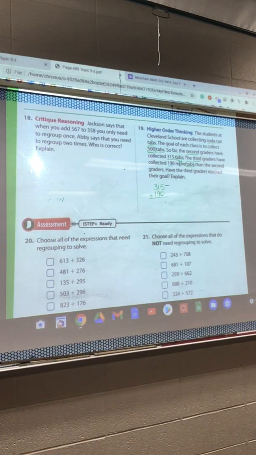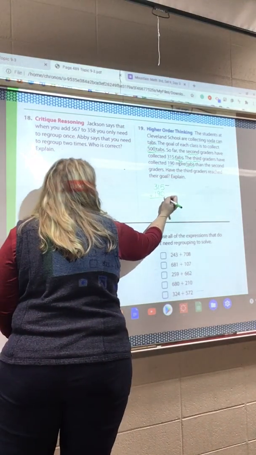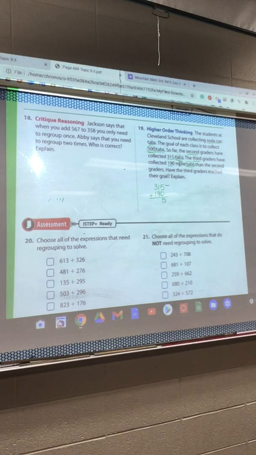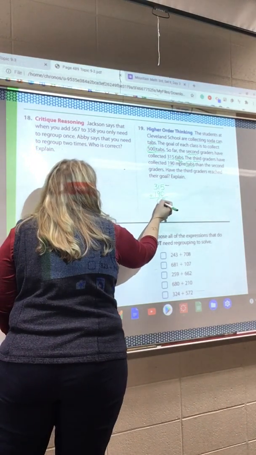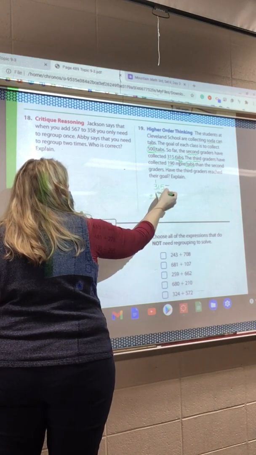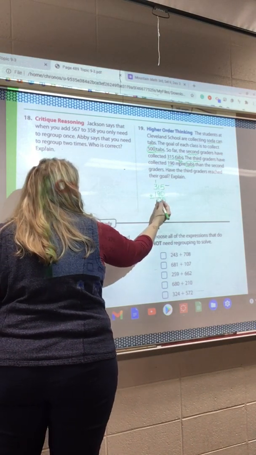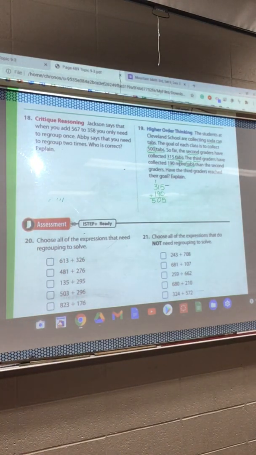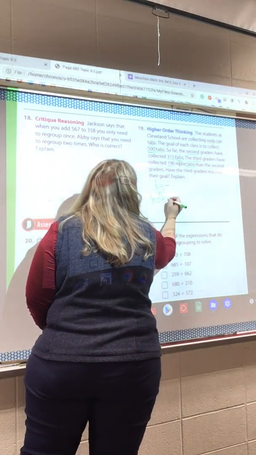5 plus 0 is 5. 9 plus 1 is 10, so you put the 0 there. You have to regroup. Carry the 1. 3, 1, 4, 2, 5. Did they reach it? So it's 505 tabs, right?